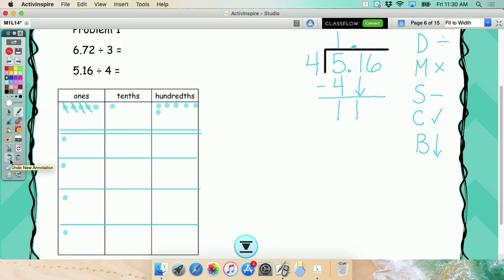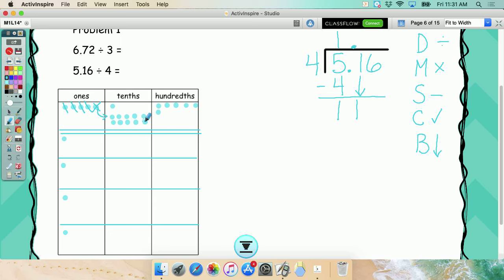Okay, what does that look like over here? Looks like we're going to move it, doesn't it? So we'll trade 1 one for 10 tenths. And that should give me 11 tenths, which is what I have on my standard algorithm. Okay? So now I've got 11, and I've got to divide 11 into 4 groups. Too bad it's not 12, right?